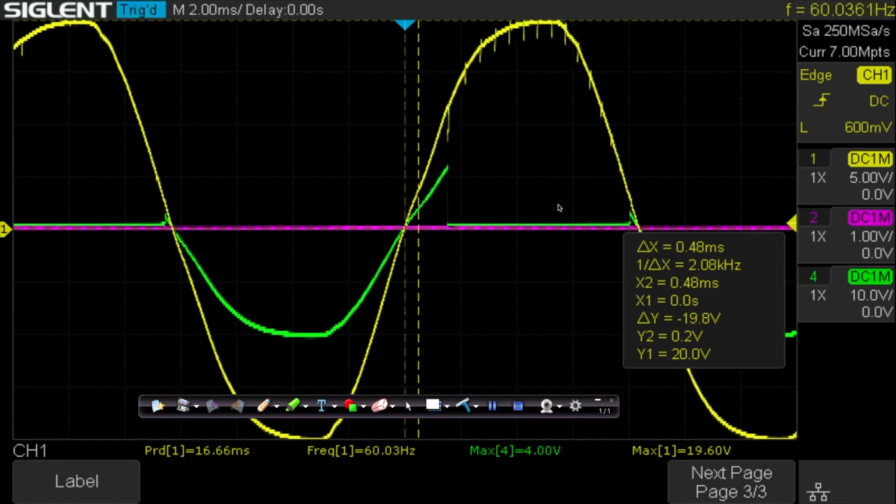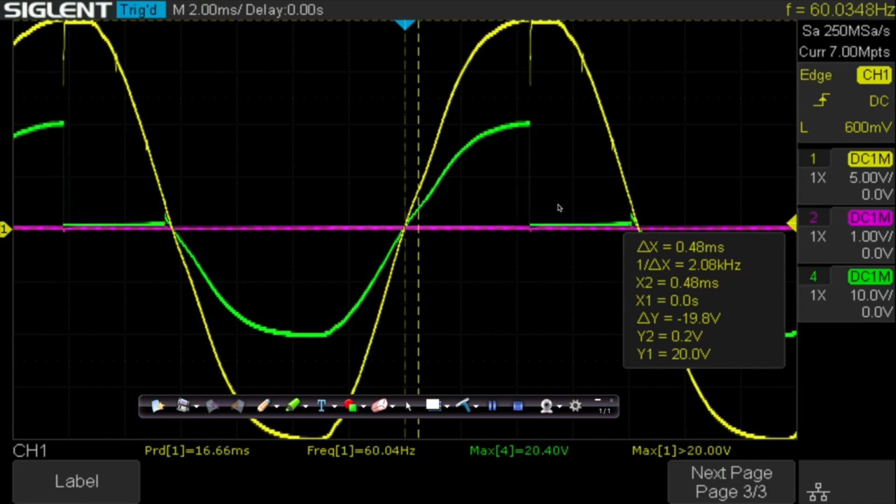As we increase the firing angle, the SCR is conducting for a shorter period of time, and the average load voltage goes down. Now, please don't put the oscilloscope across the load, because you'll force a second ground in the system. It won't like that, so don't do that. But you can measure it with your meter.